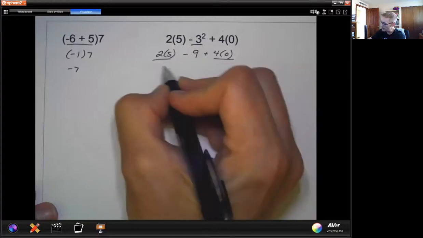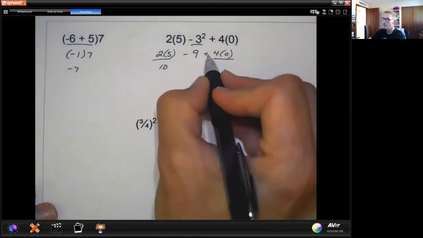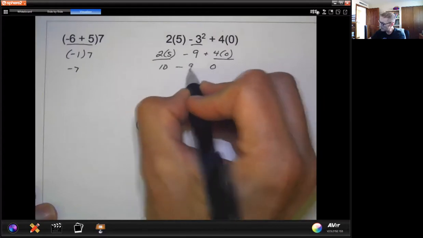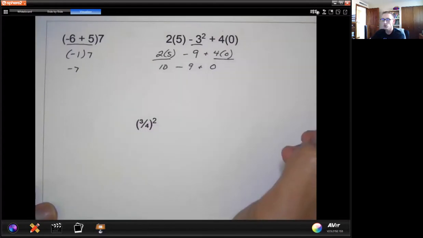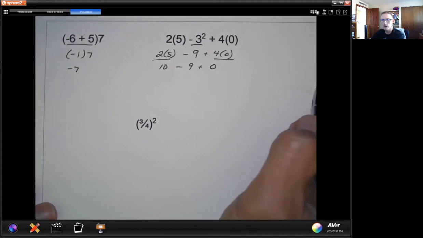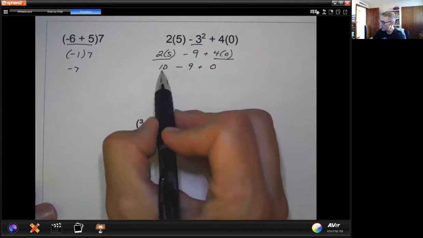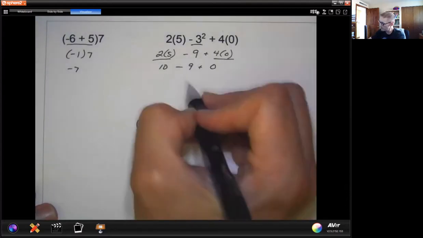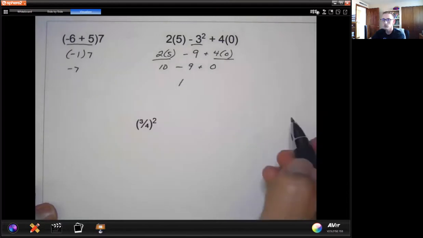2 times 5 is 10. 4 times 0 is 0. And I'll bring down the -9 and the plus sign as I go through. I'm now going to go ahead and do my addition and subtraction. So 10 minus 9 is 1, plus 0 means the final answer is 1.